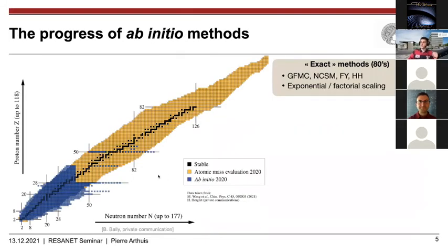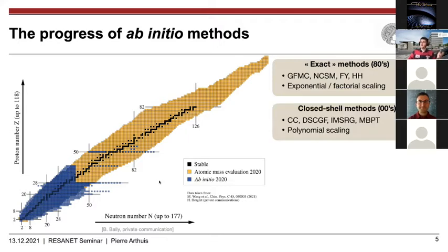So to go a bit more into the detail, as I was saying at first, in the 80s, we had what we call exact ab initio methods, that is Green's function Monte Carlo, no-core shell model, Faddeev-Yakubovsky, hyperspherical harmonics, and those scale exponentially or factorially with the number of particles, meaning that even when you use importance truncation with NCSM, for example, you're still very much restricted to the oxygen isotopic line and under that.